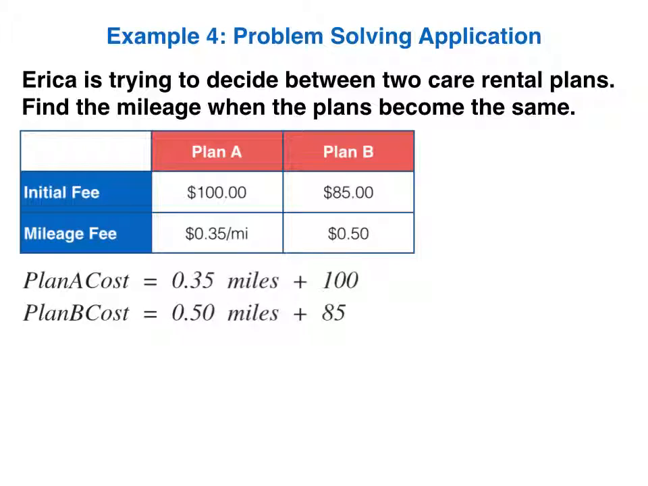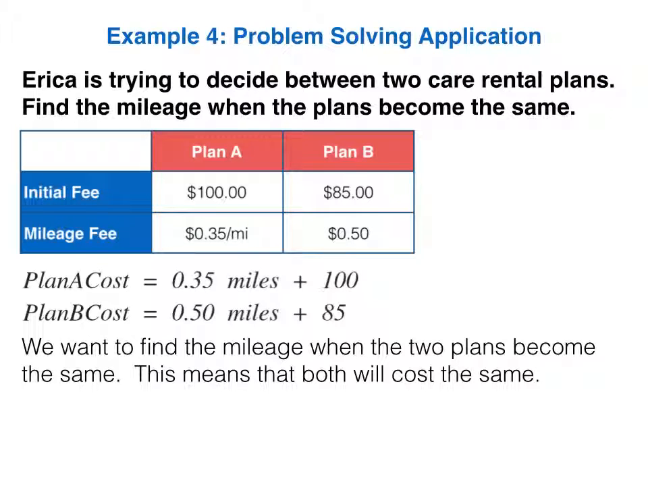We know that Plan A cost is 35 cents times the number of miles plus 100. Plan B cost is 50 cents times the number of miles plus 85. This is the slope-intercept equation, y equals mx plus b. But we're not going to use y or x because we want to stay in context. We're talking about cost of different plans and mileage. So instead of using x's and y's, we use the variables Plan A cost, Plan B cost, and miles because it keeps the situation in context.